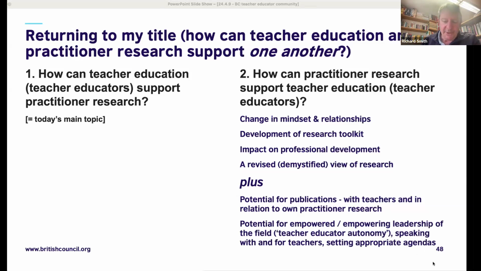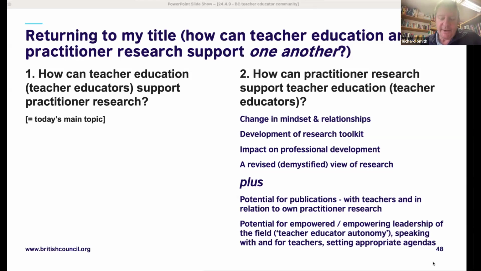And I think more than that even, there's a lot of potential for empowered, that's you as a teacher educator, empowering, because you are helping teachers to become empowered, leadership of the field. So why are teacher educators not leaders? They often are, but they need to be more leaders, more than the academic researchers who are not really engaged with the issues facing teachers around the world.